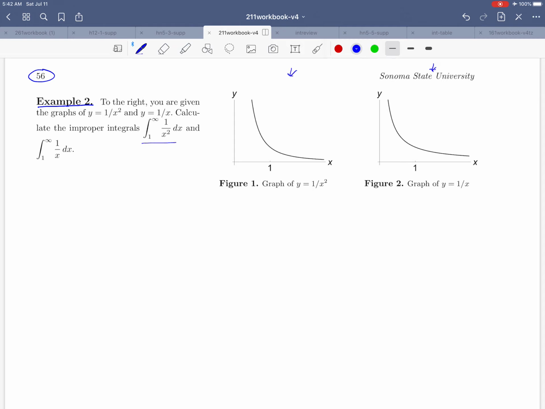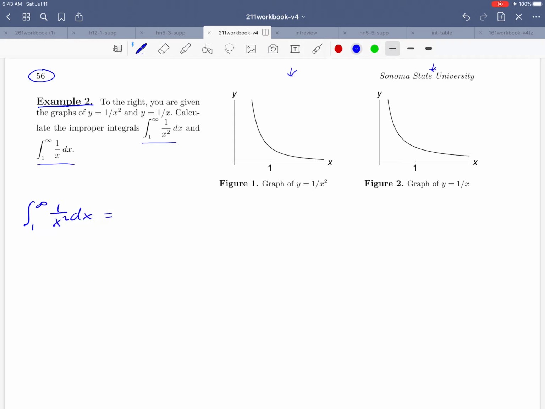The integral from 1 to infinity of 1 over x squared, and the integral from 1 to infinity of 1 over x. I'd like to do those one at a time, and then we'll tie it together with a couple of comments. So why don't we start with the first of those two integrals. The integral from 1 to infinity of 1 over x squared dx.